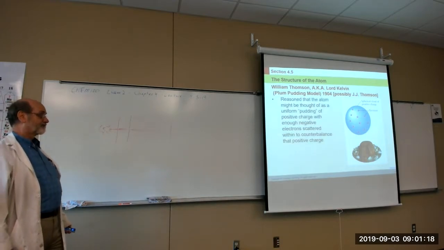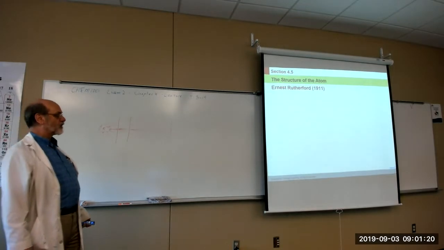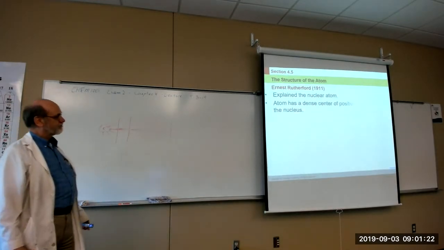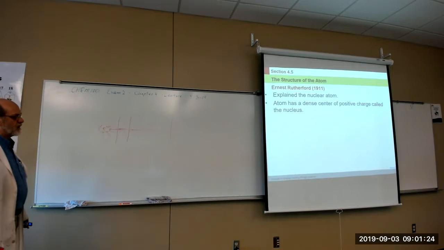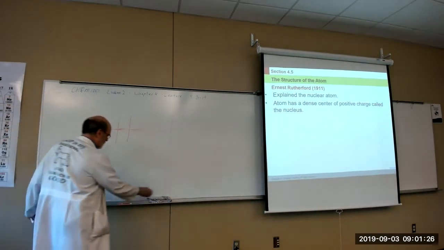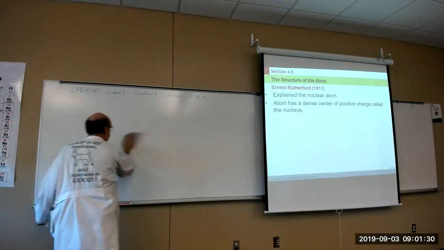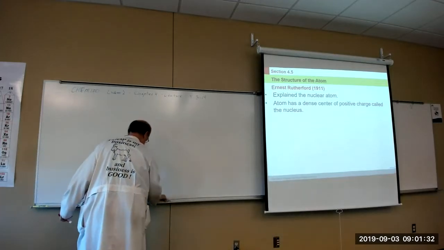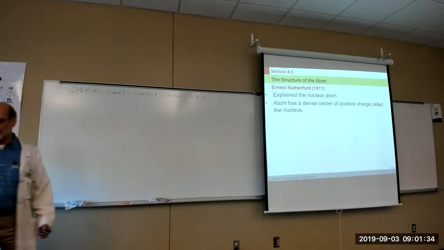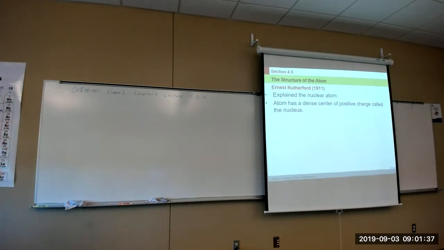So, Ernest Rutherford was able to prove that the plum pudding model was wrong. There was a competing model called the nuclear atom, where the positive charges resided in a small central nucleus, and the negative charges just were out here around it, like the one I drew earlier.